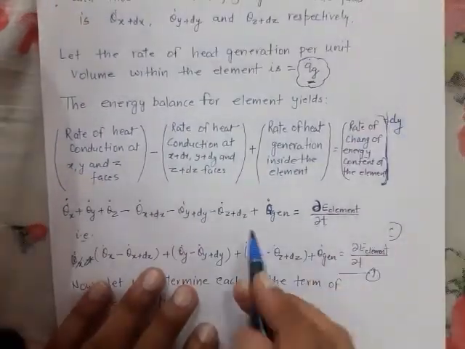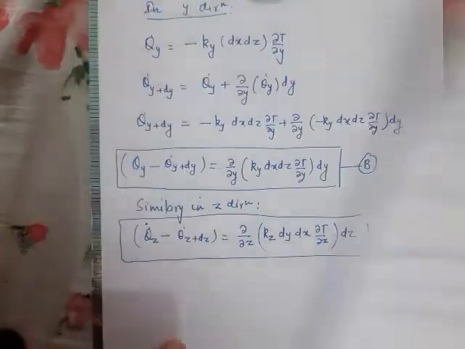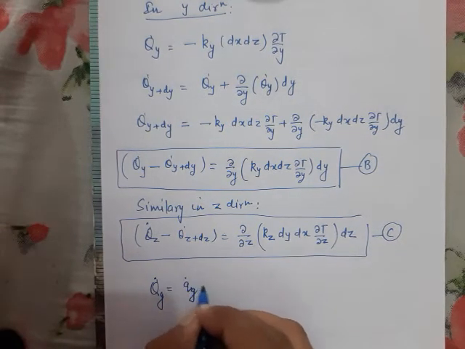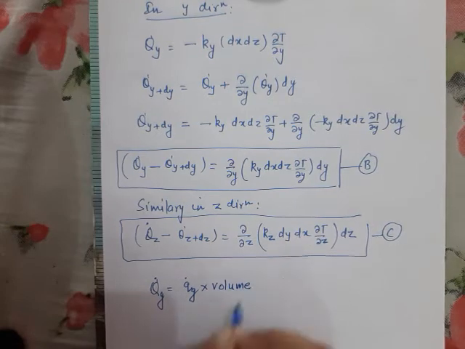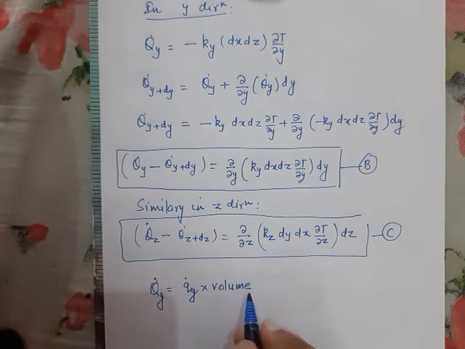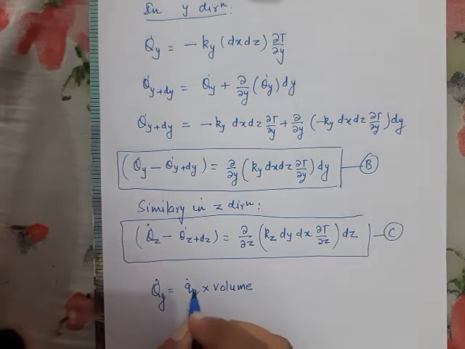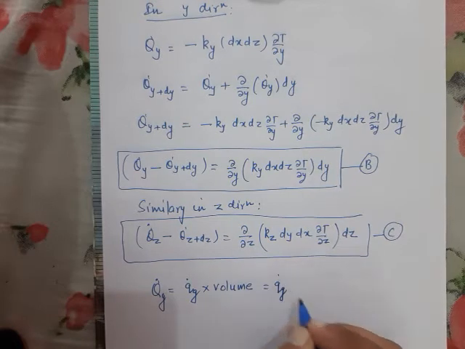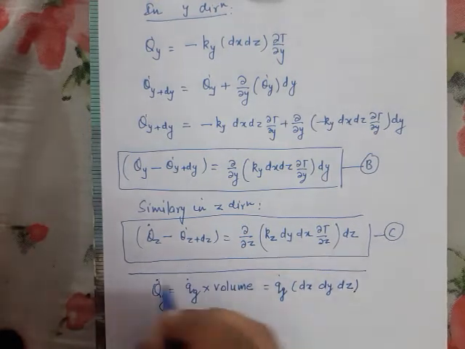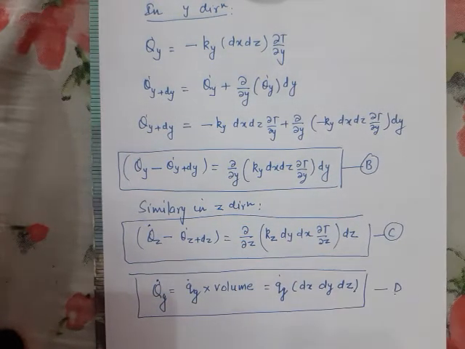Which is q dot generation. So q dot g can be calculated as small q dot g multiplied by the volume of the element. Very simple. Since this small q dot g indicates the rate of heat generation per unit volume. Please note, this q dot g indicates rate of heat generation per unit volume. So if this term is multiplied by the volume, it would become the rate of heat generation. So q dot g will be equal to q dot g multiplied by volume, and volume of the element is dx, dy and dz. This is my fourth equation, or equation D.